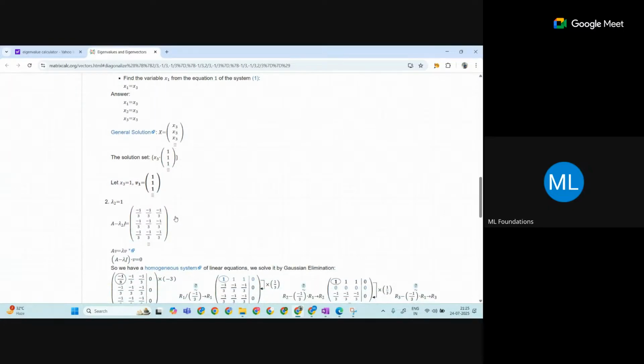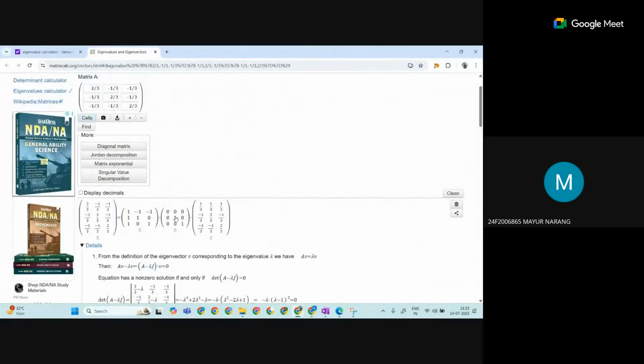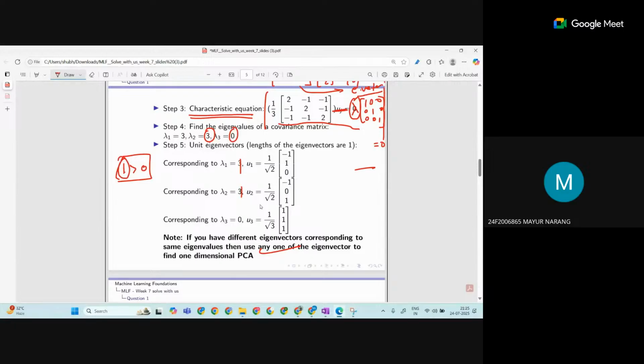So take some text from anywhere, try it yourself, and verify with this. You can verify it. This type of question lays down the scores. Yes, even the maximum. So all of you can do more practice on eigenvalues and eigenvectors.